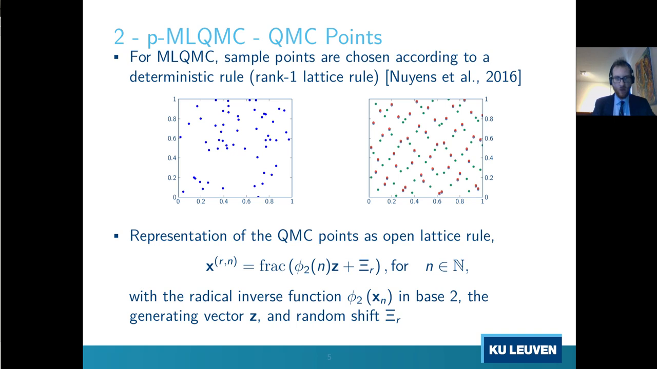Below you see the representation of the QMC points as an open lattice rule. Open lattice rules means that we can add more points to our already existing Quasi-Monte Carlo points on the fly. So you don't need to know the total number of points in advance.